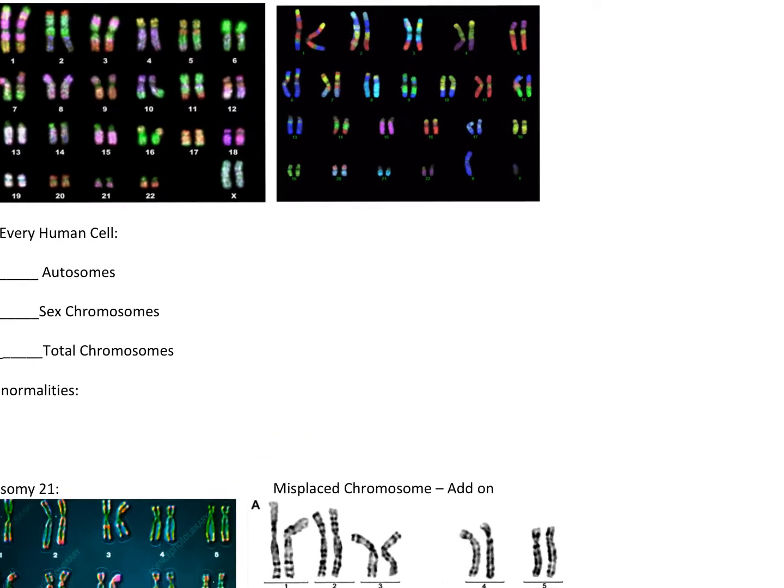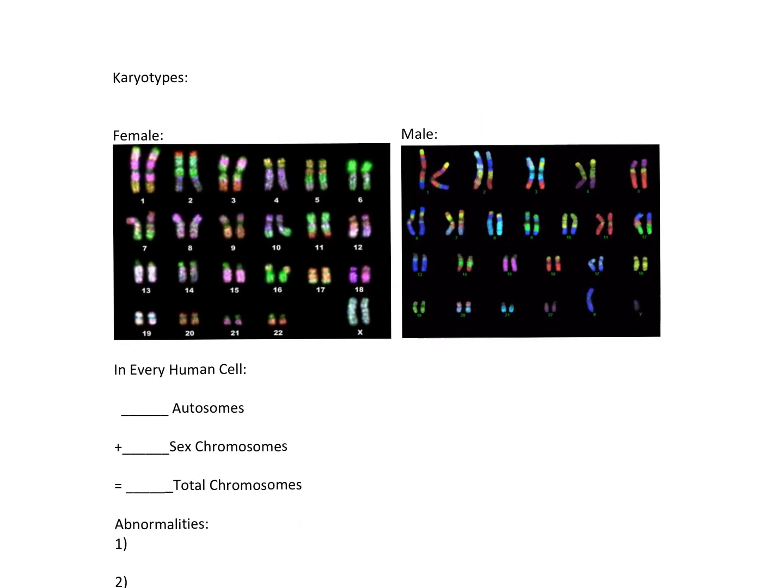Okay, this is the third video for genetics, and now we're looking at another tool that we use when looking into the genetics of somebody or looking for a disorder or just looking to make sure that everything's fine. And these are what we call karyotypes. Karyotypes are a picture or an image of the chromosomes.